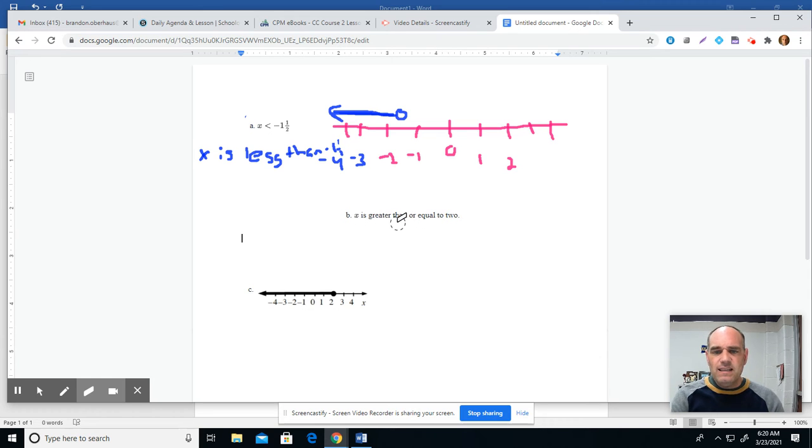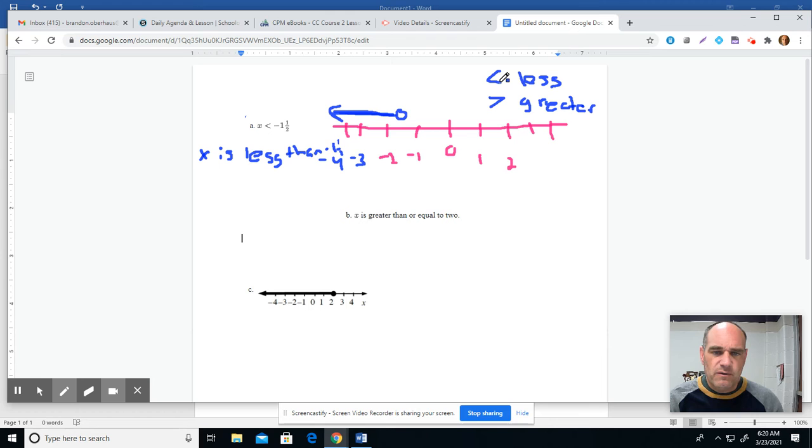Now part B, they gave us the words. We now need to do the symbols. Just as a reminder, if you don't know this, I would write this down somewhere on your paper. This is a less than symbol. This is a greater than symbol. Just trust me.